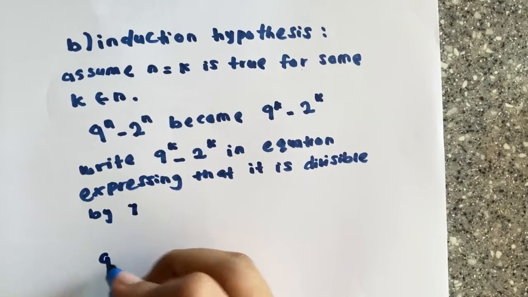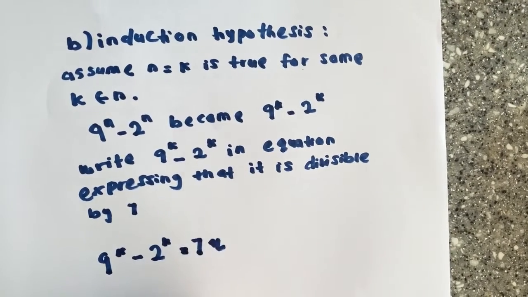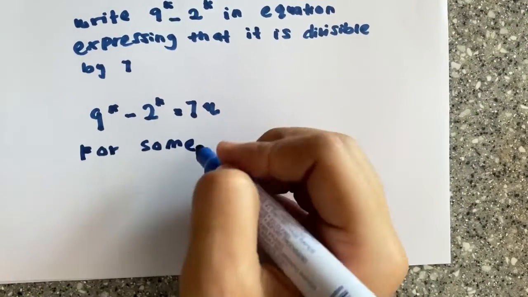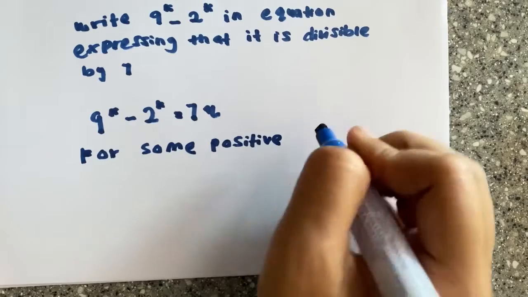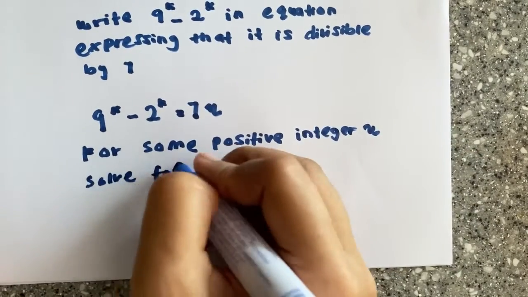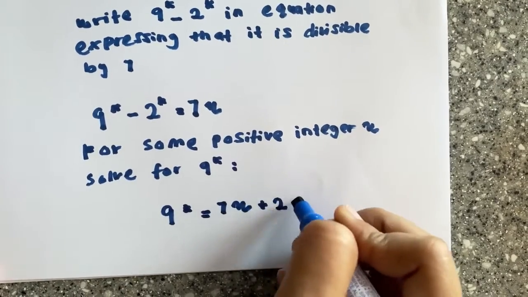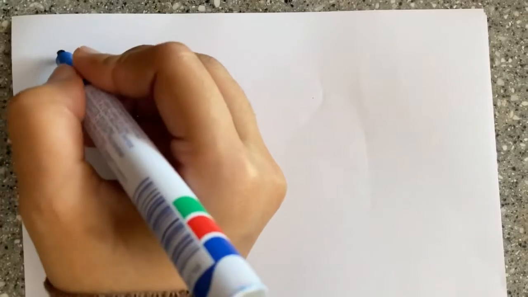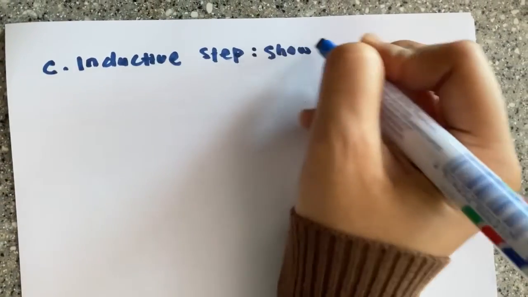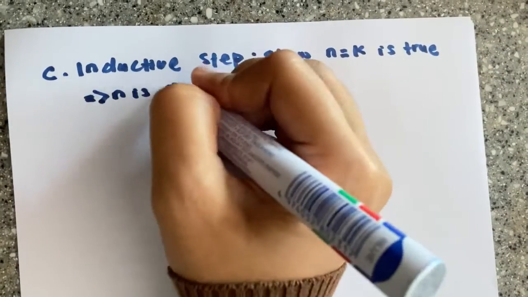So 9 to the power of k minus 2 to the power of k is equal to 7x, for some positive integer x. Solve for 9 to the power of k, equal to 7x plus 2 to the power of k. The next step is the inductive step. Show n equal to k is true, then n equal to k plus 1 is also true.